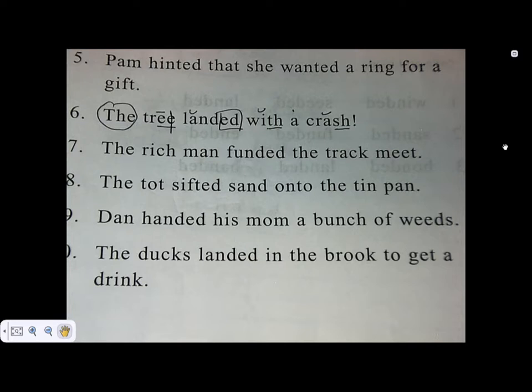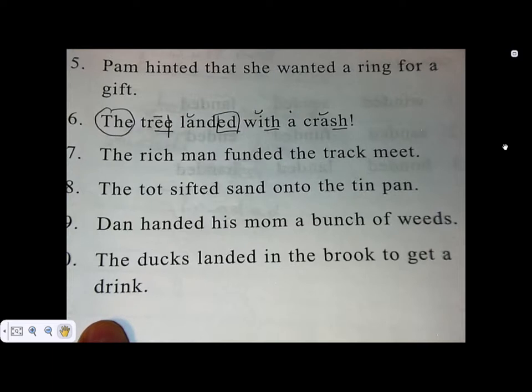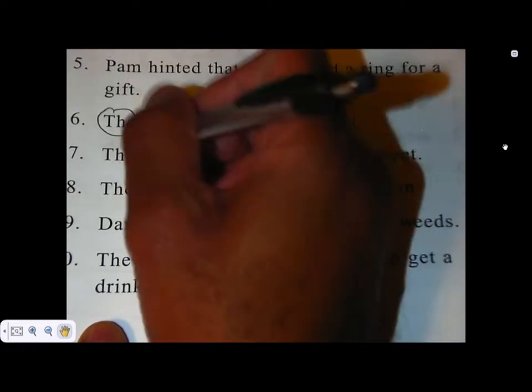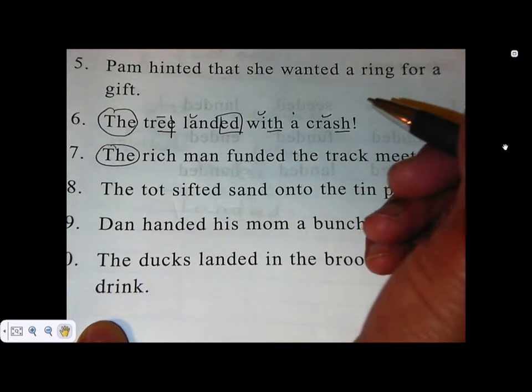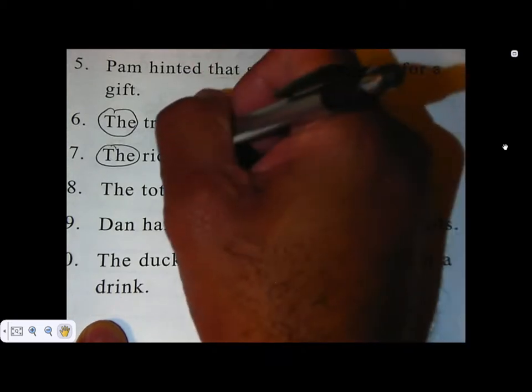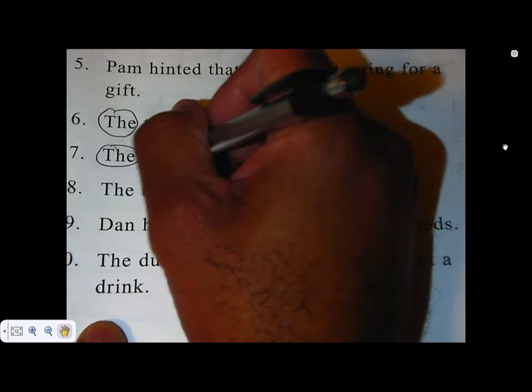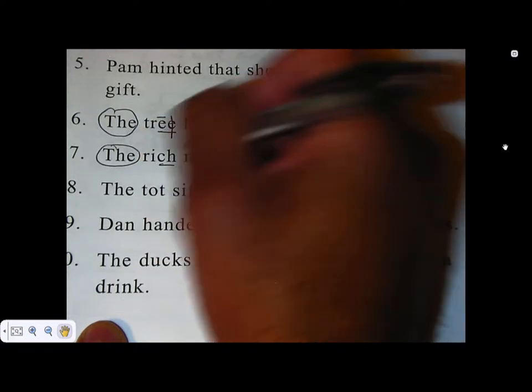Okay. Here we go. As you did number 7, you should have circle, learn word the. We haven't done this one, but this will be digraph CH. Yes, we have. Digraph CH.